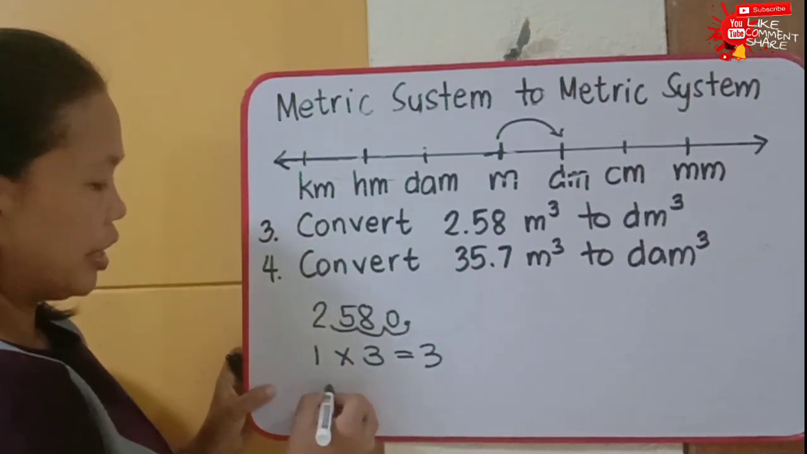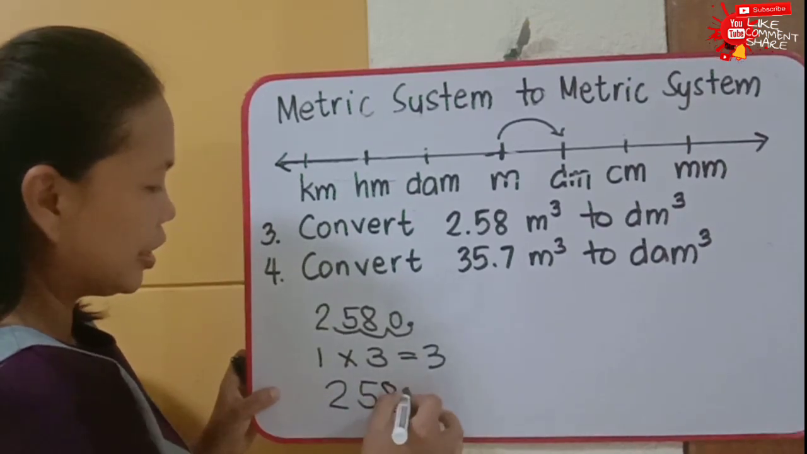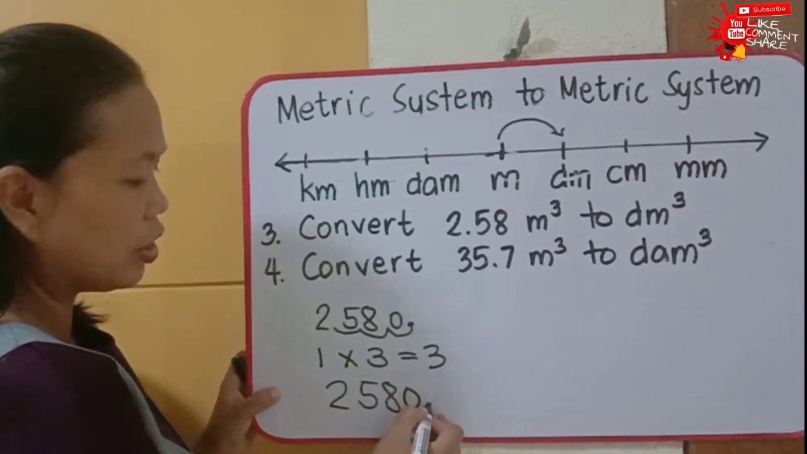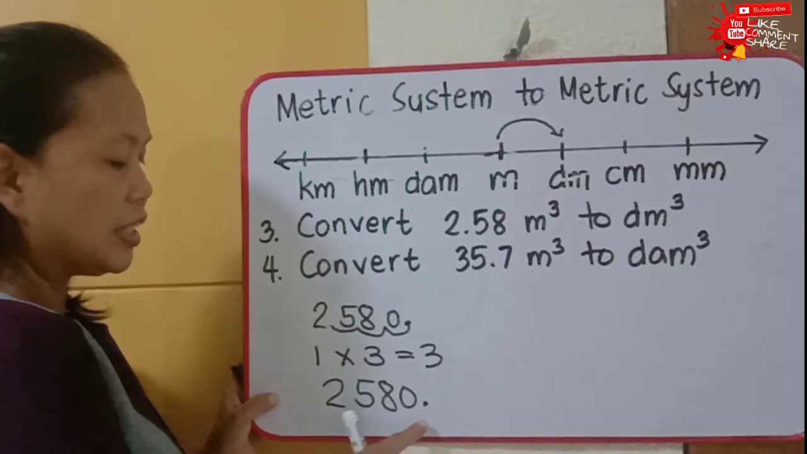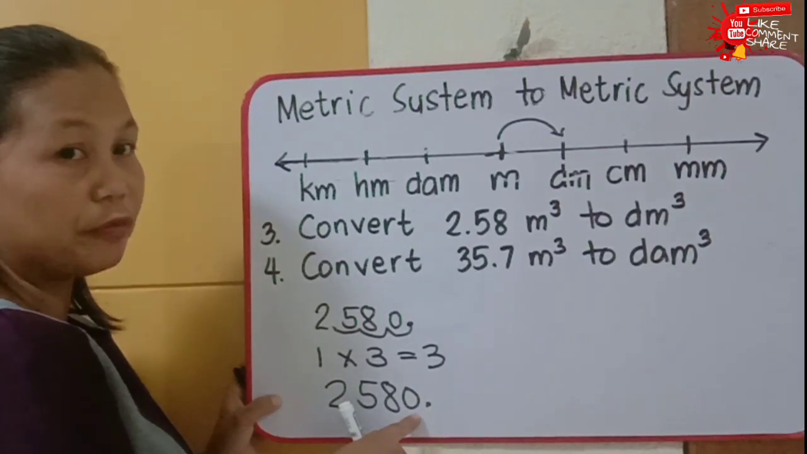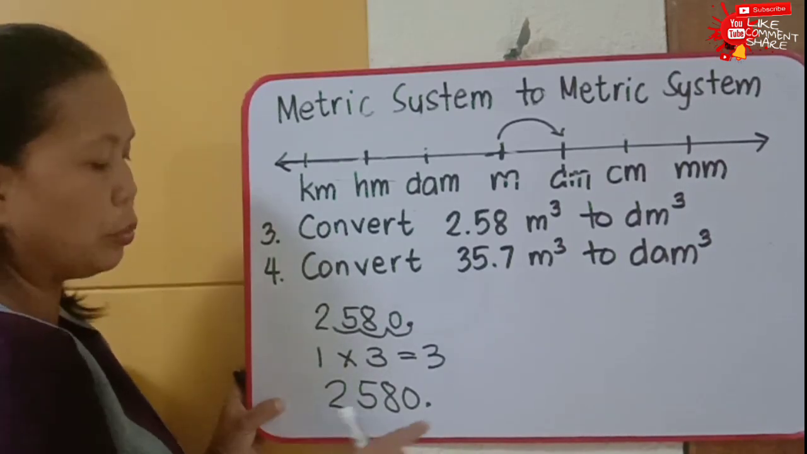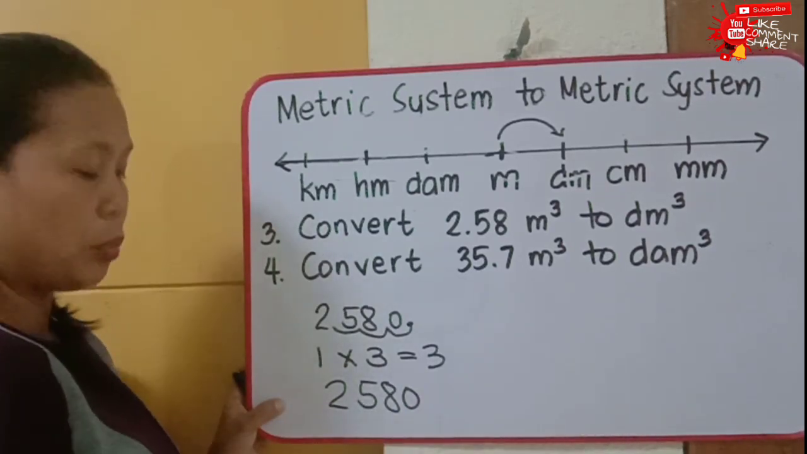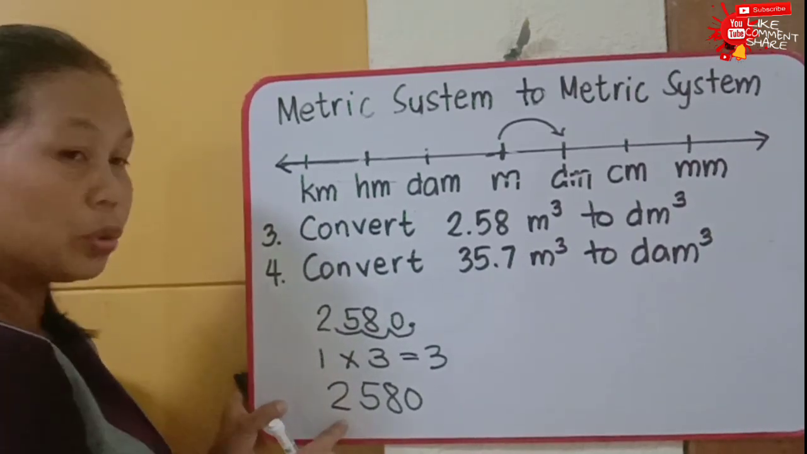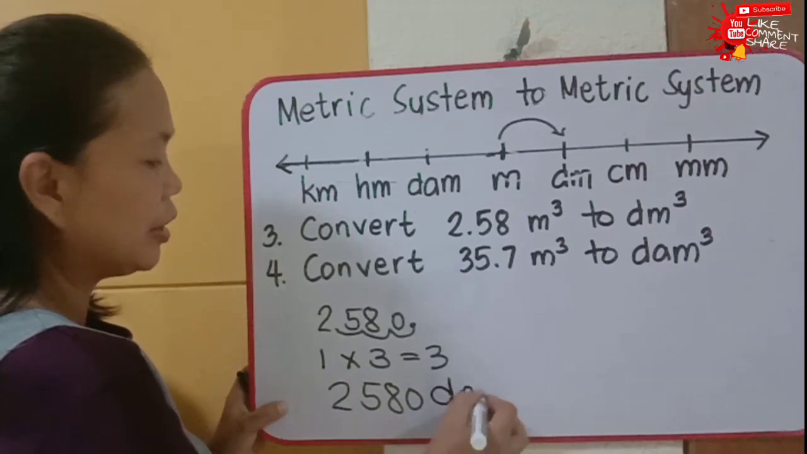So we will have now the answer 2,580. And this will be the new location of the decimal point. But since the location of the decimal point is in front of the first digit, it means that this is a whole number. So we can now erase the decimal point. So the answer will be 2,580 cubic decimeter.